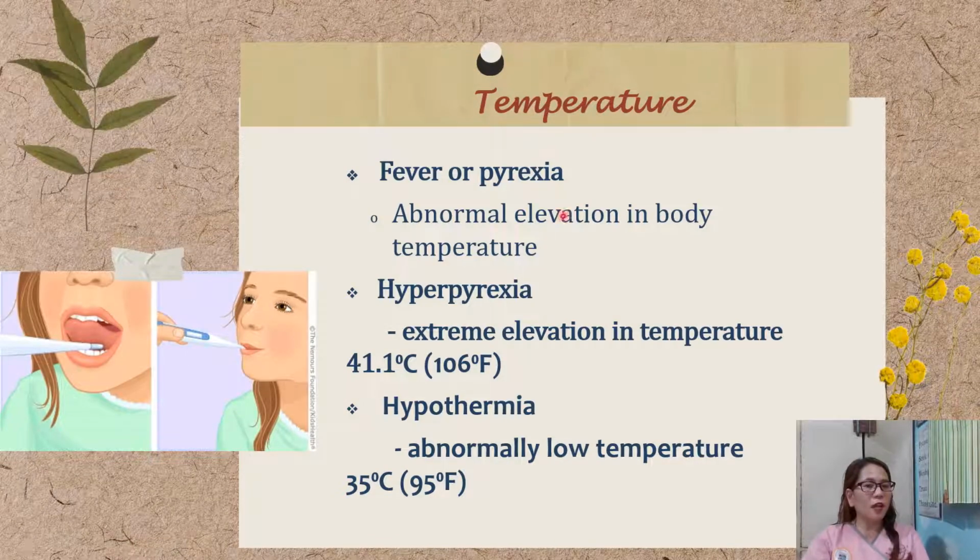Moving on, please take note of the following terms: fever or pyrexia, which refers to abnormal elevation in body temperature. Hyperpyrexia refers to extreme elevation in temperature, usually above 41.1 degrees Celsius or 106 degrees Fahrenheit. Another term, hypothermia, refers to abnormally low temperature, usually below 35 degrees Celsius or below 95 degrees Fahrenheit.